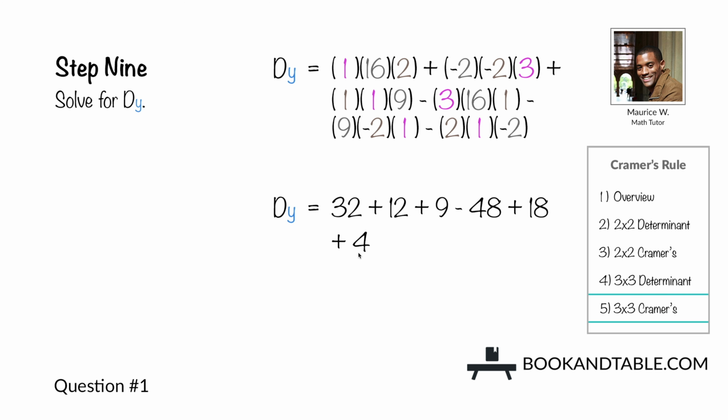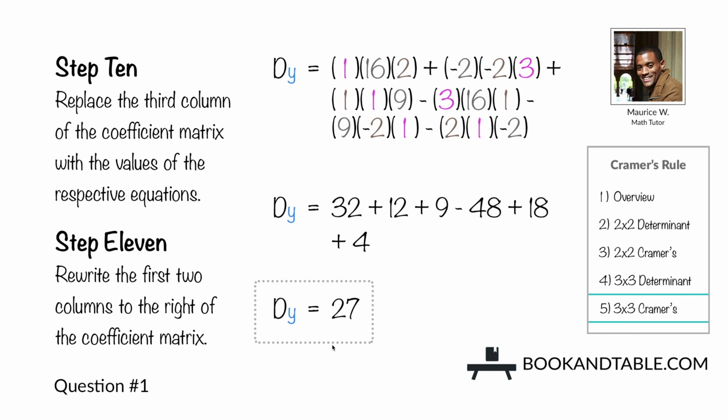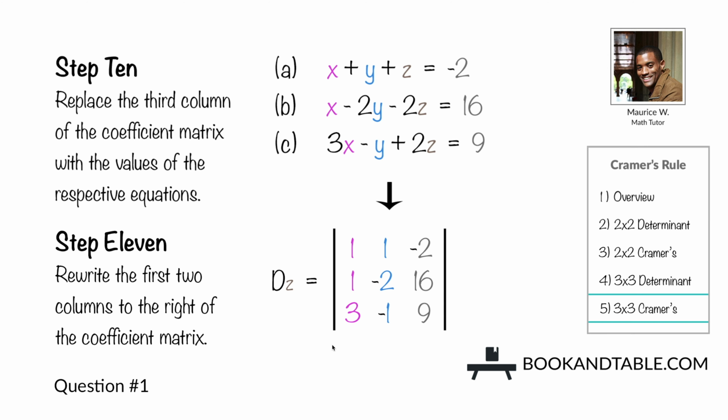So we see dy is equal to 32 plus 12, which is 44, plus 9, which is 53. 53 minus 48 is 5. 5 plus 18 is 23. And 23 plus 4 shows us that dy is equal to 27. So now that we found dy, we now want to try to find the last determinant dz. So we want to replace the third column of the coefficient matrix with the values of the respective equations.